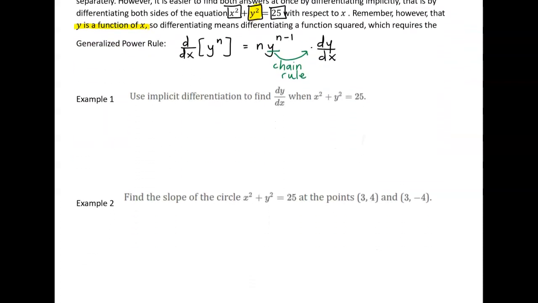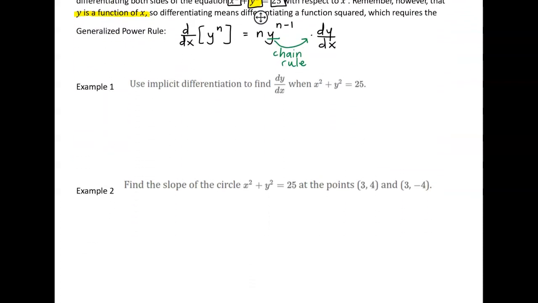So let's look at an example where we take the derivative of the entire equation of the circle implicitly. So I'm going to start off and just apply my derivative operator to each of the 3 terms of this equation. So we're going to take the derivative of the x squared, and then we'll take the derivative of the y squared, and then we'll take the derivative of the 25.